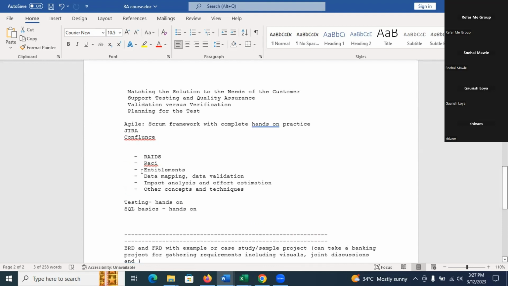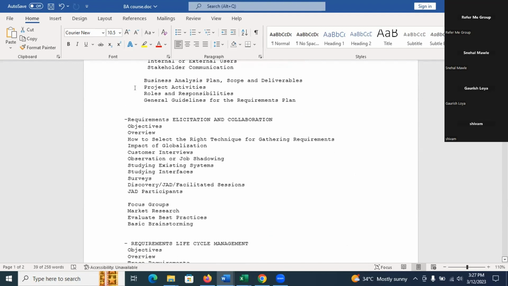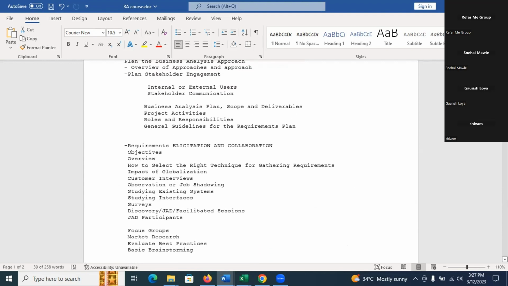Then there are a lot of techniques like RACI matrix, rates, entitlements, data mapping, data modeling, impact analysis, and effort estimation for a particular project, and other BA techniques. We'll be covering all those things. Okay, so this is more on the BA part. Now, this seems to be pretty theoretical. In bookish terms, or if you go anywhere, it would be completely theory.